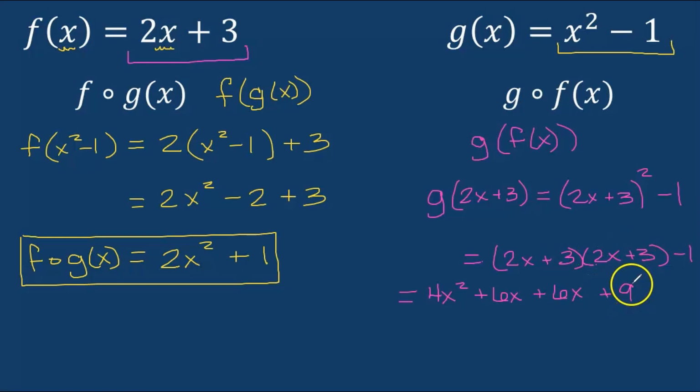If that was confusing at all, make sure to pause the video and go watch my factoring quadratics and multiplying polynomials video, and then you can come back here. There isn't another 4x squared. We have 2 x's, so 6x and 6x make 12x. And we have 2 constants, numbers that don't have a variable. 9 minus 1 is 8. And this is my g of f of x.